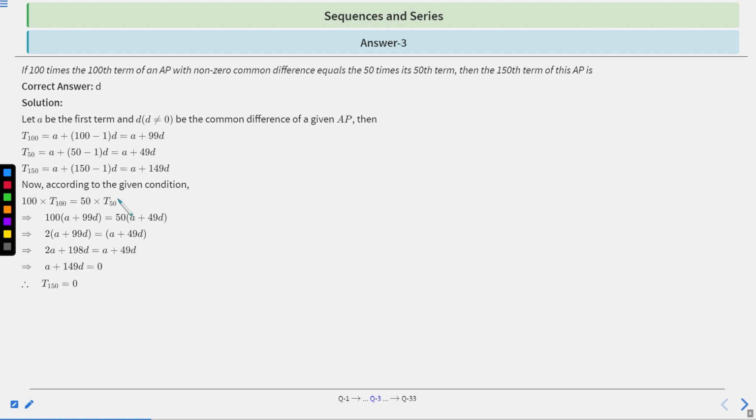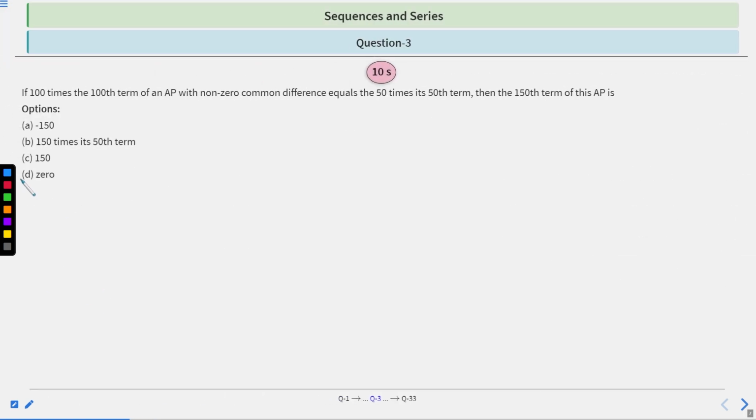Now according to the given condition, 100 times the 100th term of an AP is equal to 50 times its 50th term. So 100 into T100 is equal to 50 into T50. So 100 into (A plus 99D) is equal to 50 into (A plus 49D). After solving this, we get A plus 149D is equal to 0. So what is A plus 149D? It is T150. So the required answer is 0. Option D is the right choice.